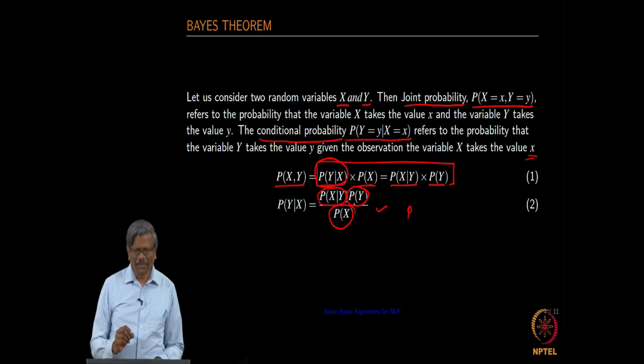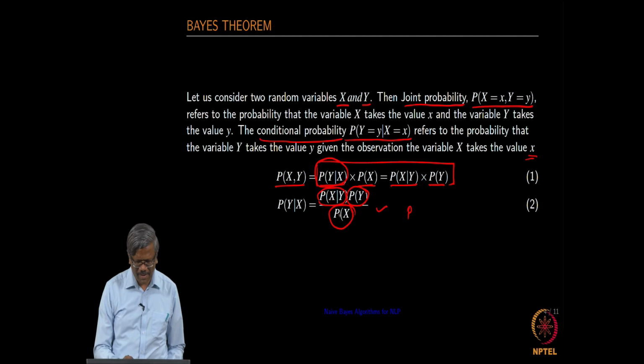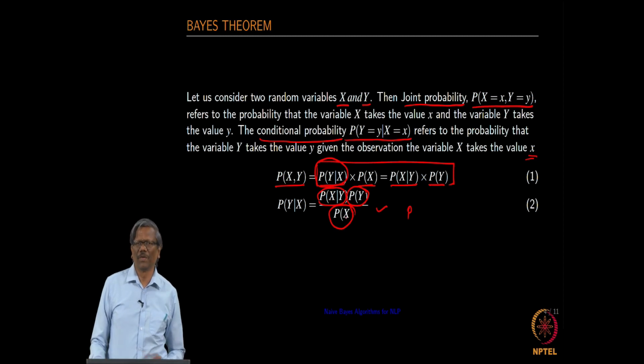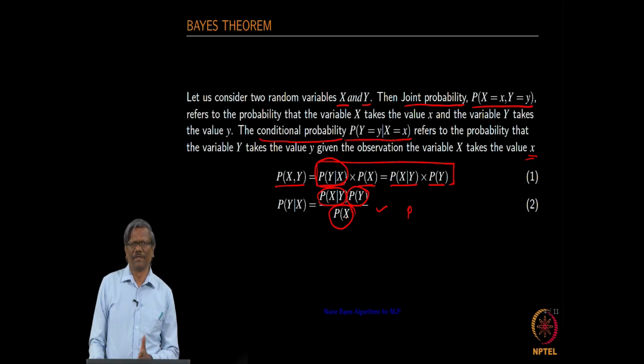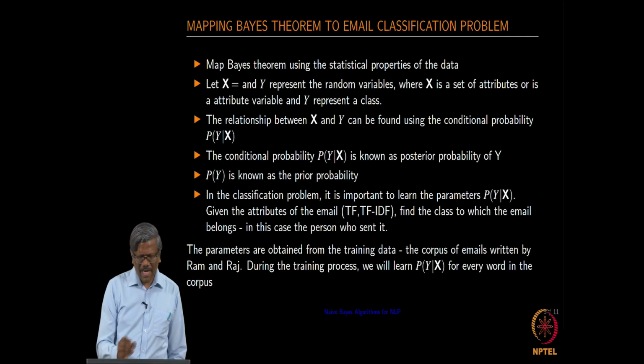I am also going to let you figure out why I am not going to be using P(x) beyond this point. So, I will not be considering P(x). You have to go and look at the reference books to find out why the probability of x does not really matter in this case. So, we are going to be mapping this Bayes theorem to the email classification problem.